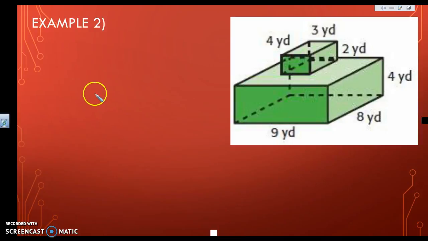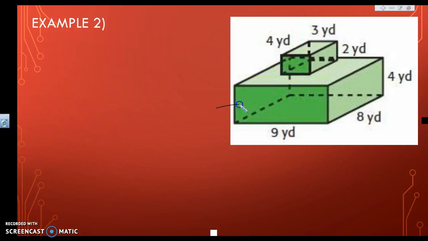Okay, so let's go ahead and get started with our first example. We are given a composite figure. We are actually given two shapes in here, so let's go ahead and identify them. We have one figure here and we have another figure up on top.